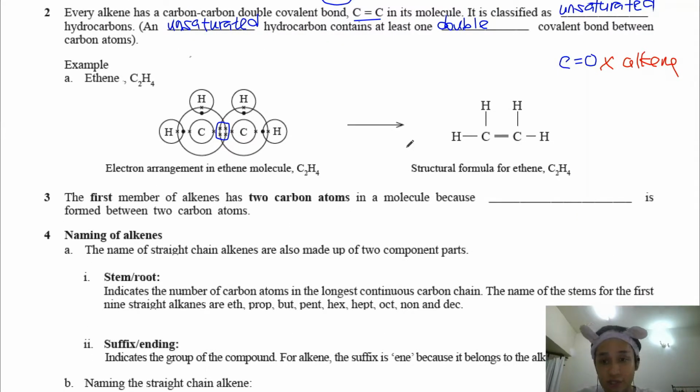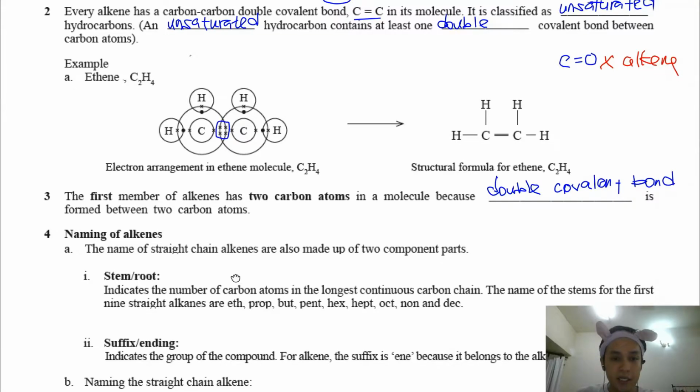For the structural formula, remember that the total number of bonds around a carbon atom is only 4. If I count for this carbon atom, 1, 2, 3, 4. For this carbon atom it is also the same, 1, 2, 3, 4. So make sure you always count the number of bonds around your carbon when you draw the structural formula, and only have 4 lines around the carbon. Now the first member of alkenes has 2 carbons, because your double covalent bond can only be formed between 2 carbon atoms. So for alkene, you always start off with C2.